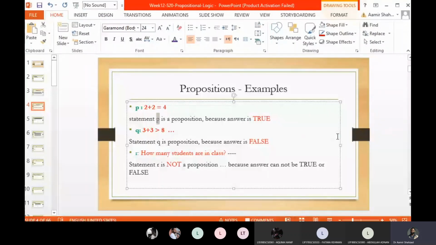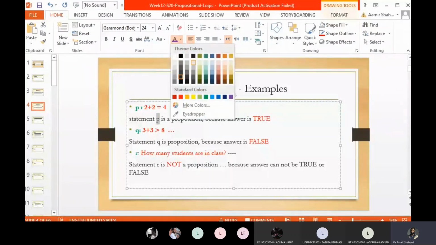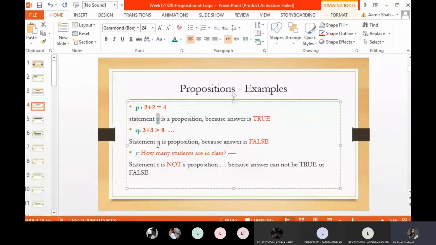पहली वाली proposition, it was a true proposition. Second wali, Q is a false proposition. But still it is a proposition. Its answer is false. So this is a proposition.